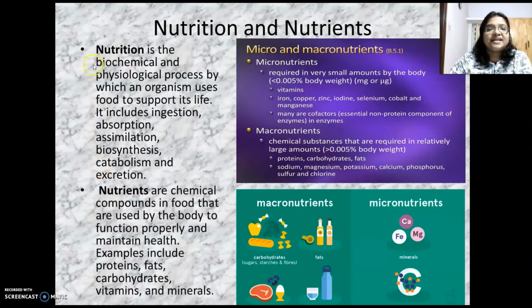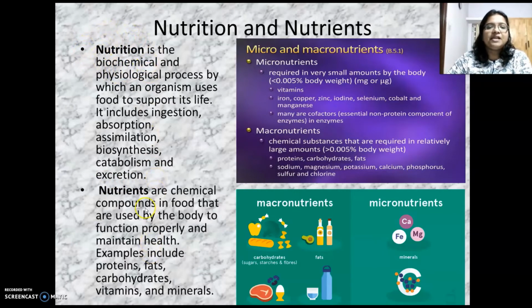Okay, let's start with the first life process, and that's nutrition. Nutrition is a biochemical and physiological process by which the organism uses food, which is required for the existence of life. It includes ingestion, absorption, assimilation, biosynthesis, catabolism, and excretion. So the intake of food and its utilization comes under the term nutrition.